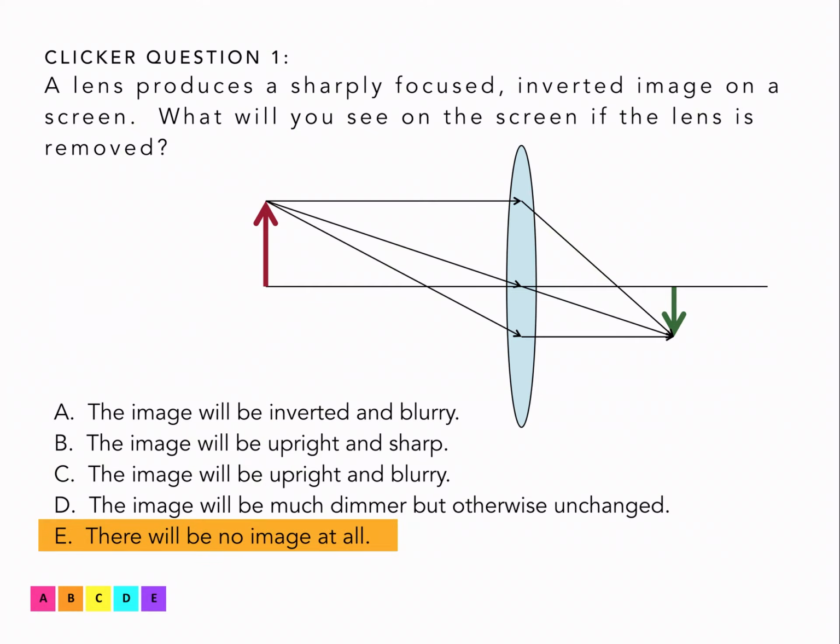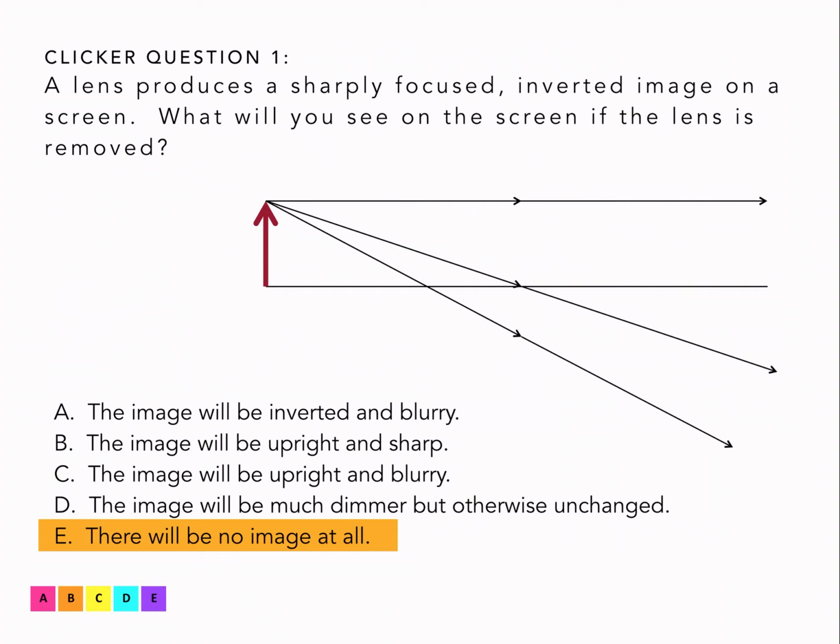Okay, so this is going to be E. There will be no image at all, and that's because, look, if you remove the lens, it's just like shining a flashlight. You might see some dim version of the image, but you're not going to see a nice focused image. Okay? So the rays are all diverging. They're not focusing to a point, so you might see something really faint and blurry, but it's not going to be even good enough to see.